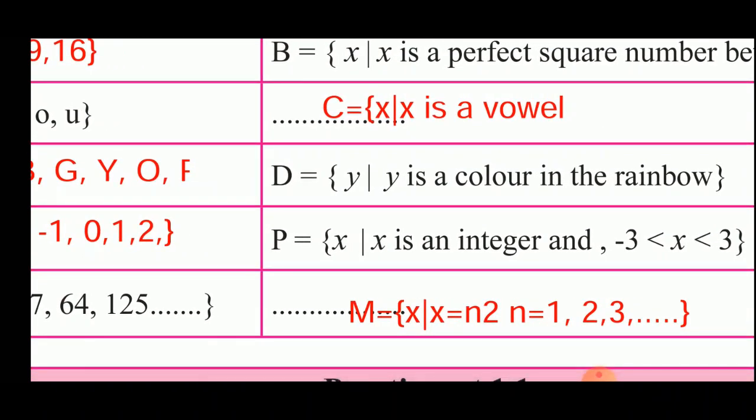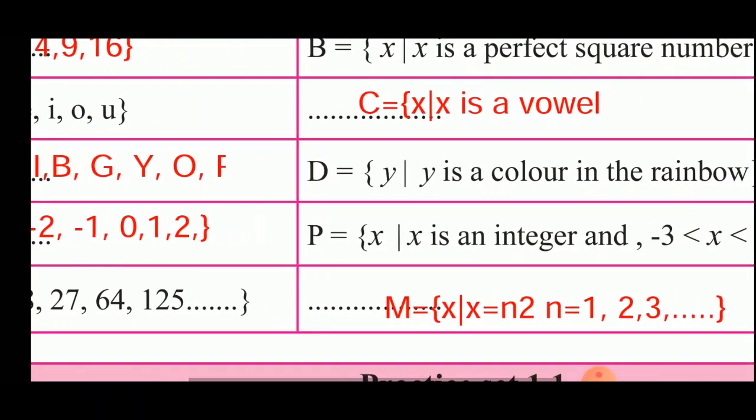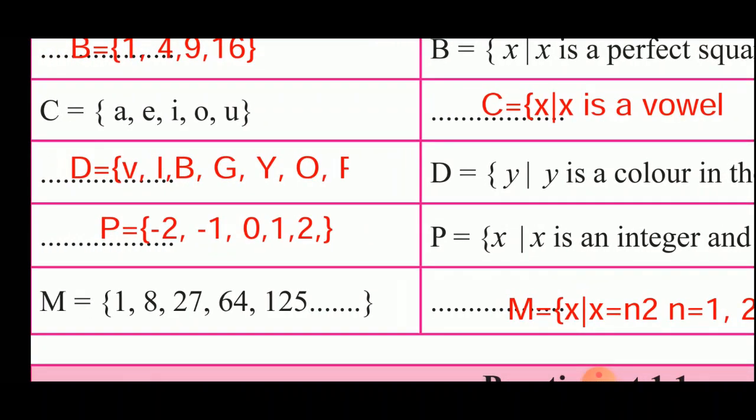Then P is the set of all X such that X is an integer and X is greater than -3 and less than 3. So which ones will come here? Greater than -3 means -3 will not be there. -2, -1, 0, 1, 2 will be the elements of set P.